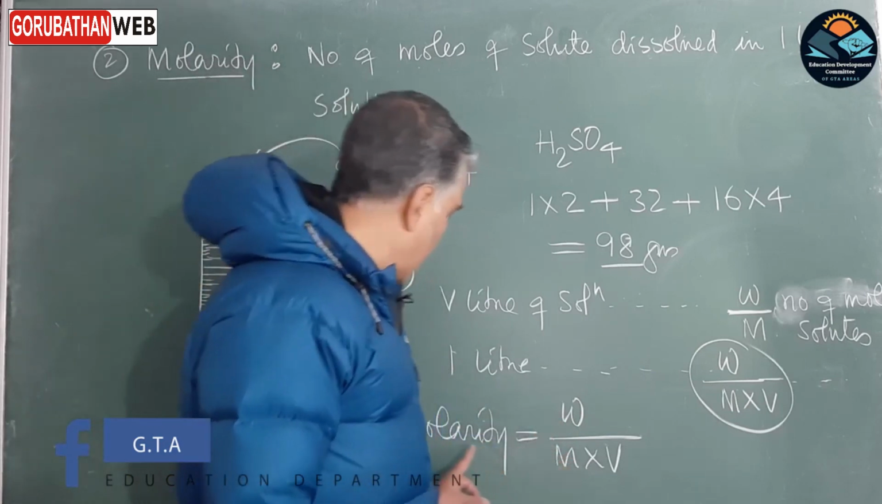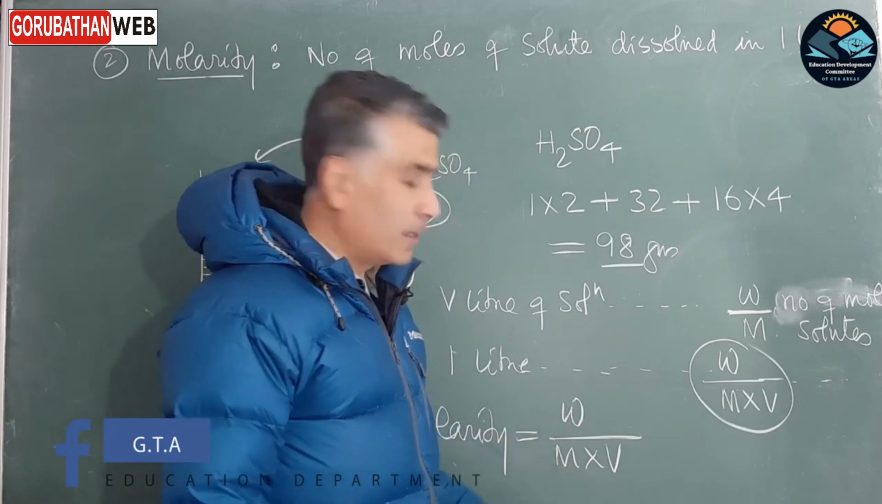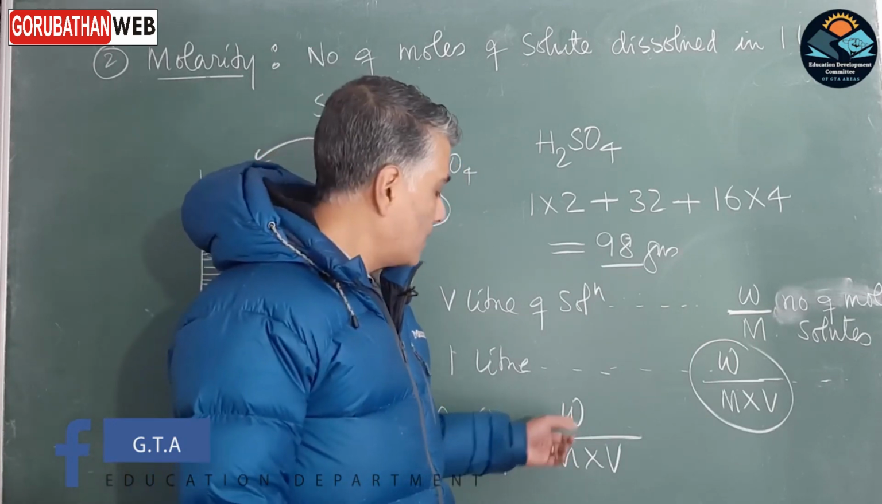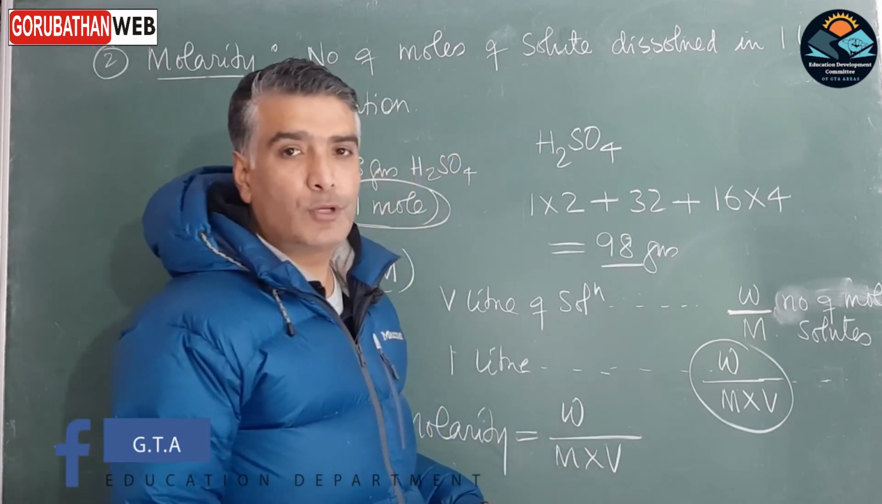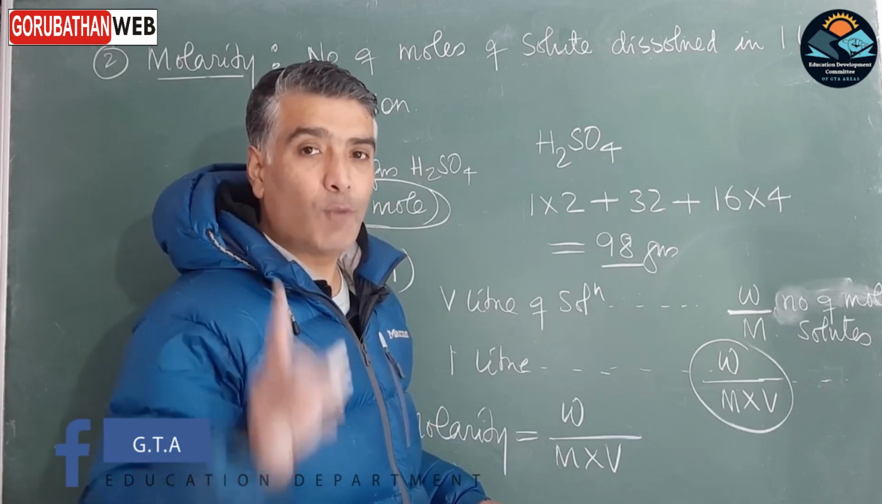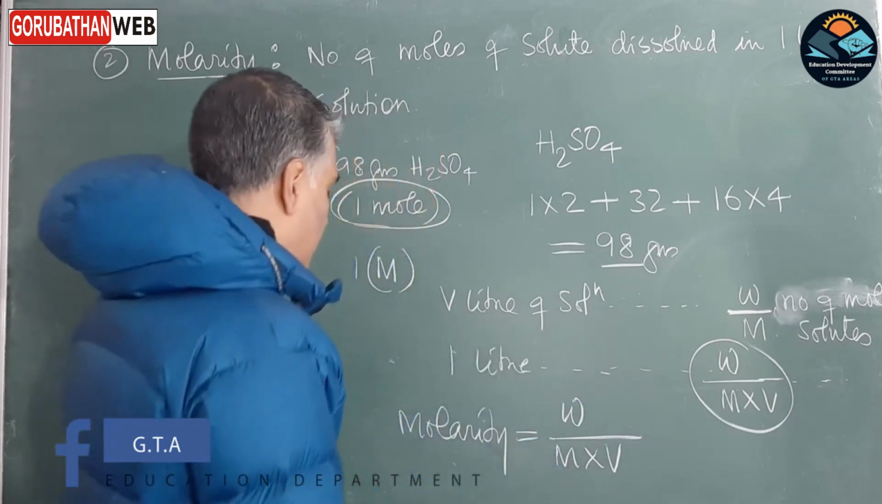So why, in the formula of molarity, is there mass divided by molecular mass? To get the number of moles, because molarity is number of moles. And why is the number of moles again divided by the volume of the solution in liters? Because we are supposed to get the number of moles present in 1 liter. That's why this volume goes and divides. So that's the formula of molarity.